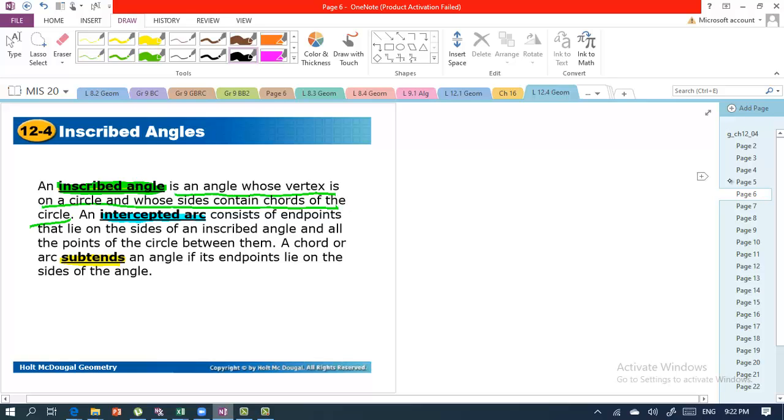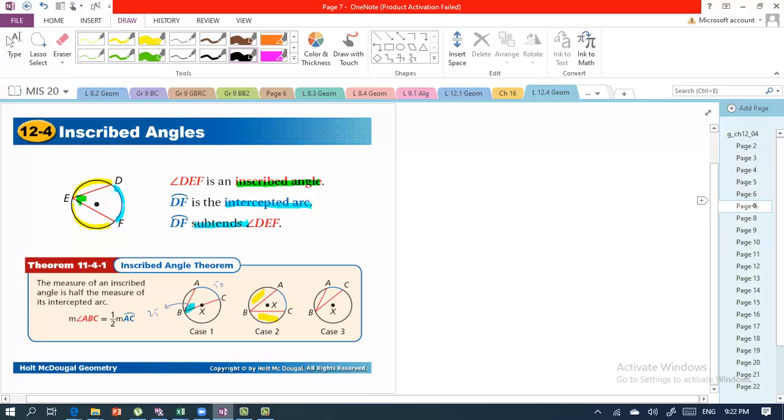Intercepted arc: the arc facing the angle, opposite to that angle. It means the sides of that angle will be subtended or intercepted by this arc. It consists of two endpoints that lie on the circumference and on the sides of the inscribed angle, and all the points of the circle between them. The chord of that arc subtends an angle, its endpoints lie on the sides of the angle, and we're going to know all of these meanings.